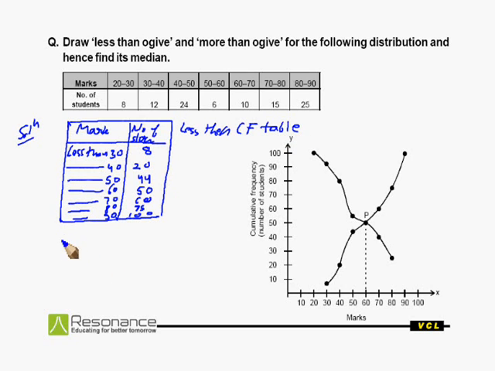Now again we have to form a table that is called the more than cumulative frequency table. Again we have to make two columns. In the first column you have to write down the marks, and in the next column you have to write down the number of students.